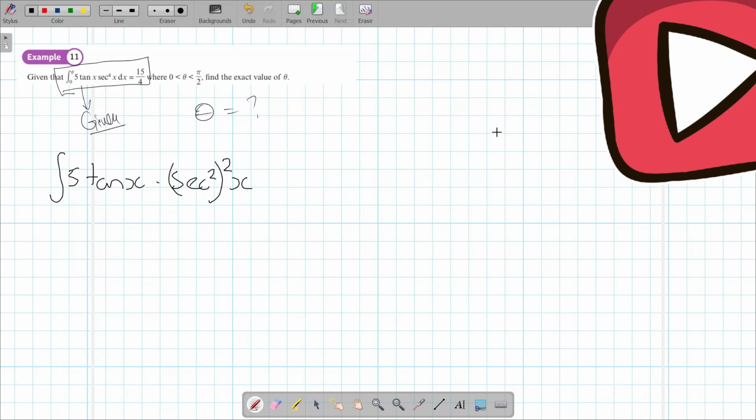So if we take the 5 outside and get rid of the 5 here, what is then the derivative of sec square? Tan x is not. No, no. Oh, is it the other way around? It's the other way. The derivative of tan x is sec square x. Yeah.